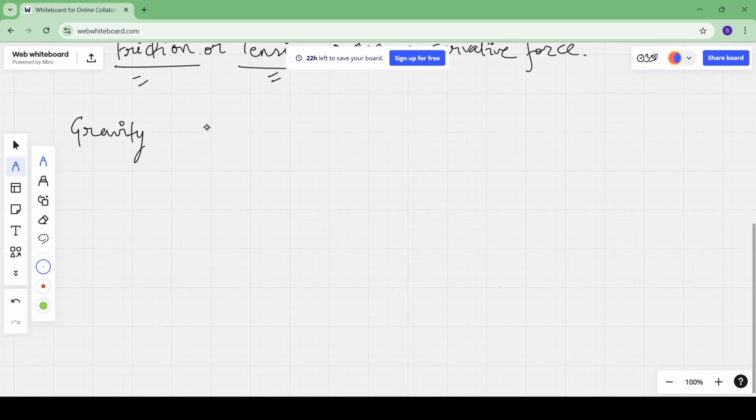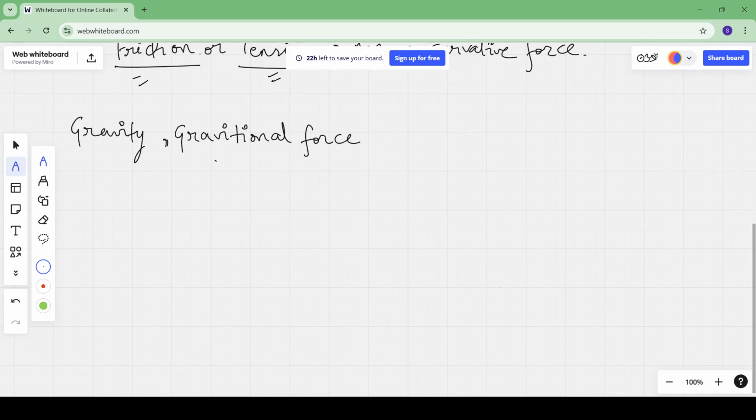So, gravity. There are two or three terms which are more or less similar to a normal person. When you study these things, you always consider that gravity and gravitational force are the same. So I'm just giving you a brief difference between the two, gravity and gravitational force. So, what is gravitational force?